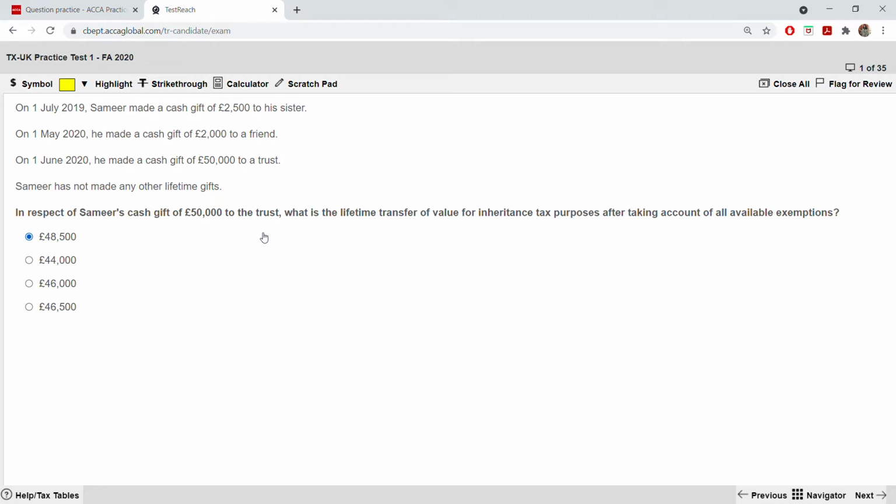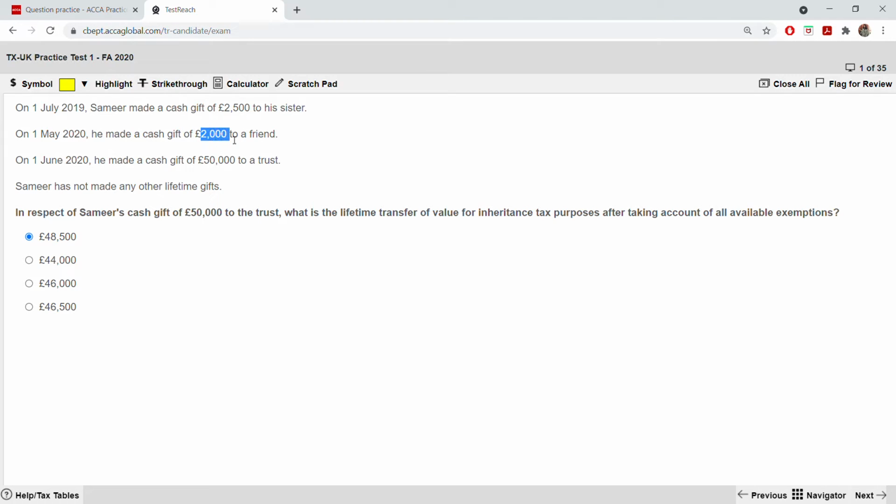So annual exemption is 3,000. But can we deduct the full 3,000 in this case from 50,000? No, we cannot. Why? We can only use 1,000. Out of the 3,000, 2,000 has been utilized as PET. Okay, PET. Just 2,000.